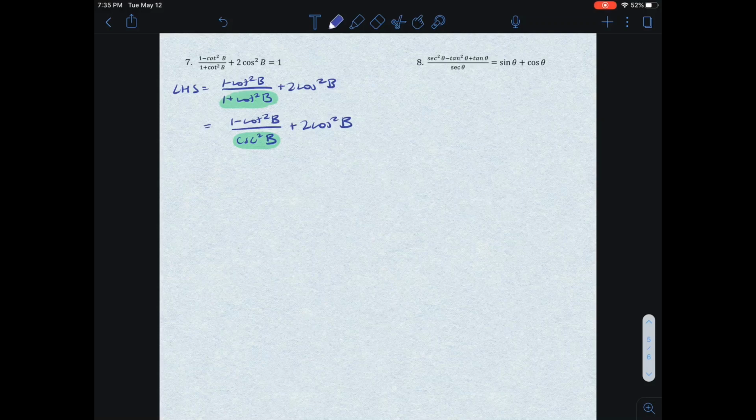And then from there, what you can do next is rewrite this. The way I'm going to rewrite this is I'm going to break this up into multiple fractions. So in this case, I can break this up as 1 over cosecant squared of b minus cotangent squared of b over cosecant squared of b plus, and then this last term is going to stay the same. Now from there, I notice that 1 over cosecant squared is really just sine squared of b. And then let me just keep everything else the same for now.